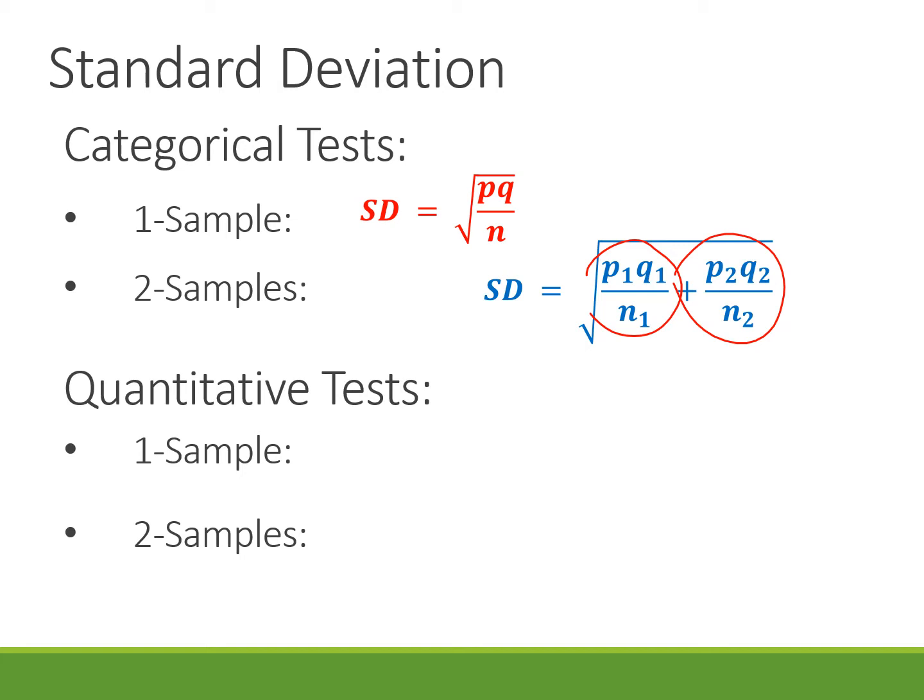Compare that to quantitative tests. Here we have numerical data. We can get a mean and a standard deviation. Standard deviation is what we use to find the standard deviation of the sampling distribution, sigma over radical n, or more likely S over radical n.